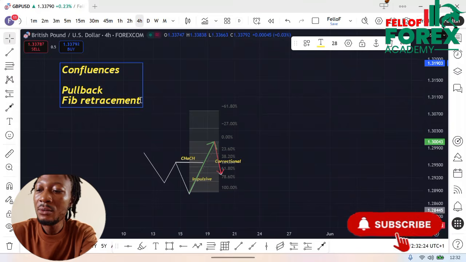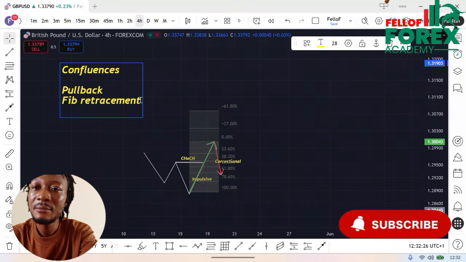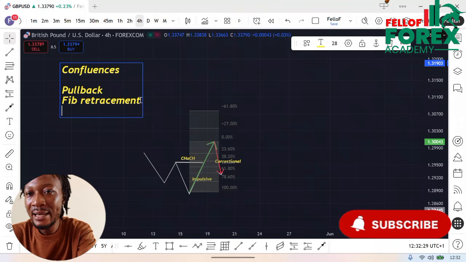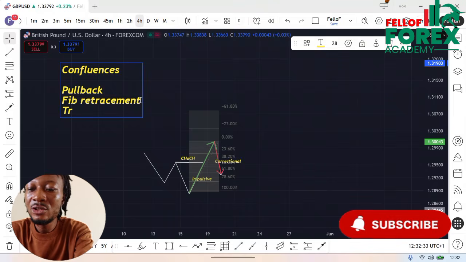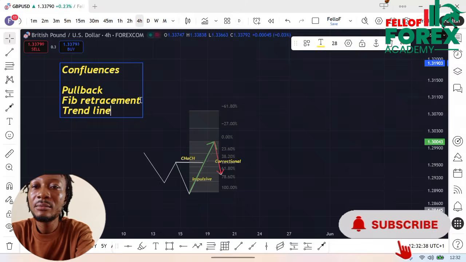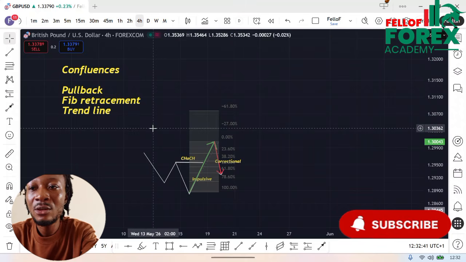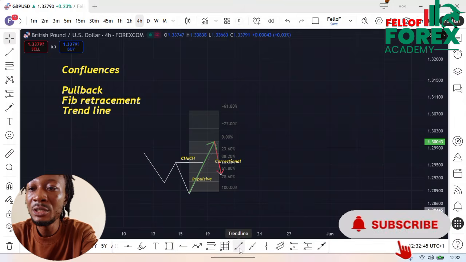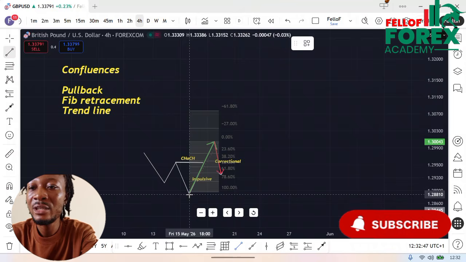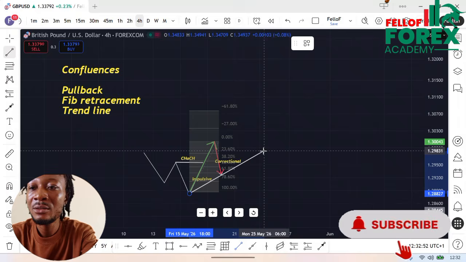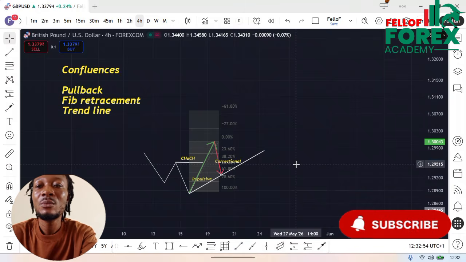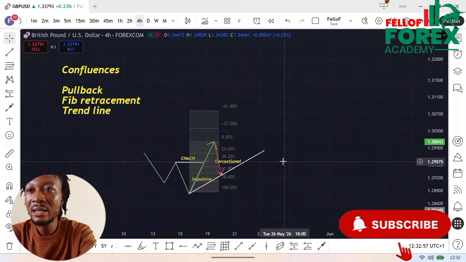Now let's add the third confluence. You can use a trend line as a confluence. So at that point, maybe the trend was already bullish, so the trend line comes in when the trend is already bullish, and now you see that maybe this is the second touch, the third touch. So you can use a trend line. Let me change the color.